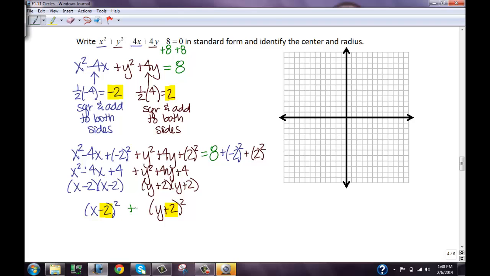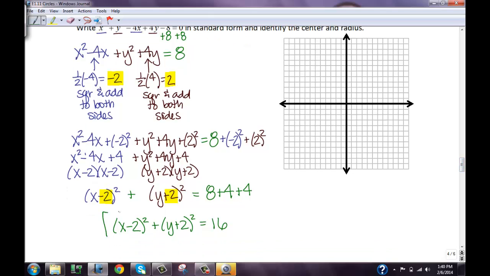Okay? So notice on the left-hand side, we already have what looks like the standard equation for a circle. Now on the right-hand side, we just have to simplify our constants. So I have 8 plus negative 2 squared, which is 4, plus positive 2 squared, which is 4. So when I write out my answer, I end up with x minus 2 quantity squared plus y plus 2 quantity squared equals 8 and 4 is 12, and another 4 is 16. So this is the standard form of the equation of my circle that I got by completing the square.